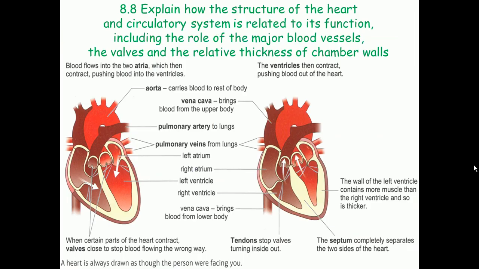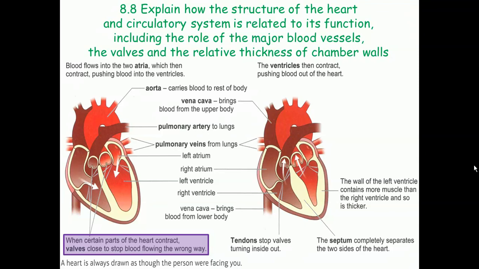So there are additional things we need to know. These are the roles of the major blood vessels we discussed, but now we need to discuss the role of the valves. And just like the veins, the valves do the same job in the heart, so they prevent the backflow of blood. So we've got both the bicuspid, tricuspid and semilunar valves, all four of them in the heart, make sure or prevent the blood from flowing in the wrong direction.